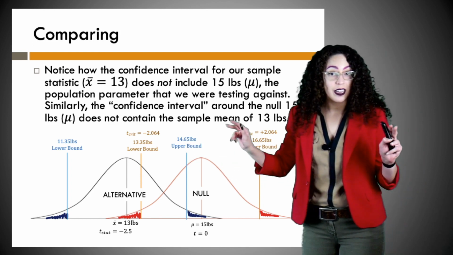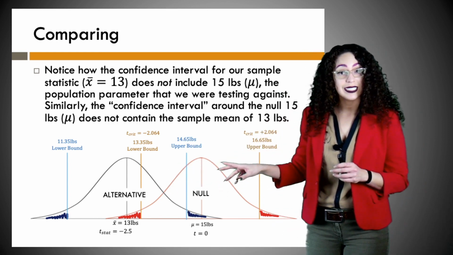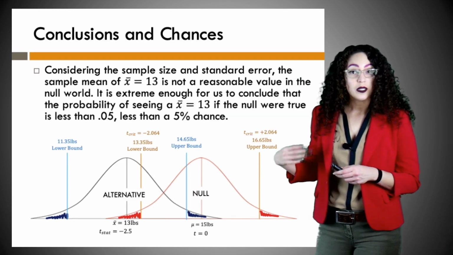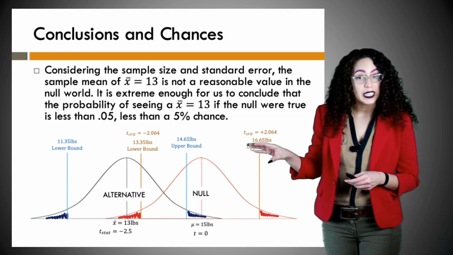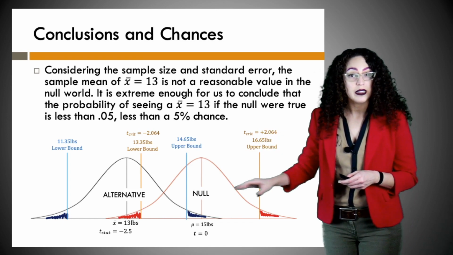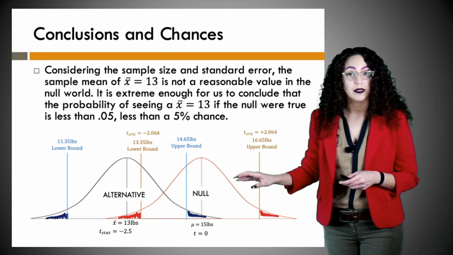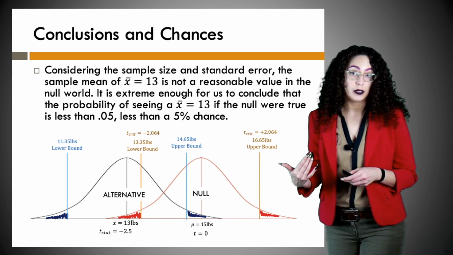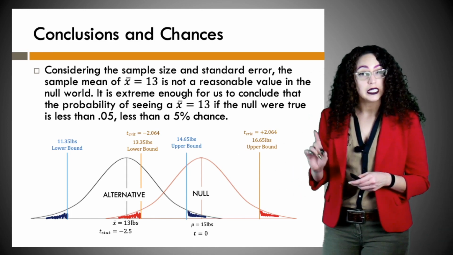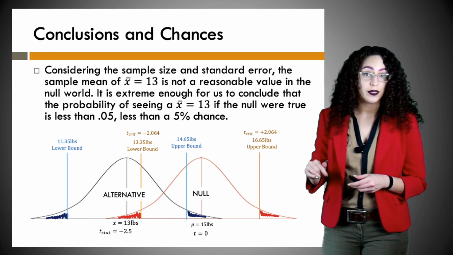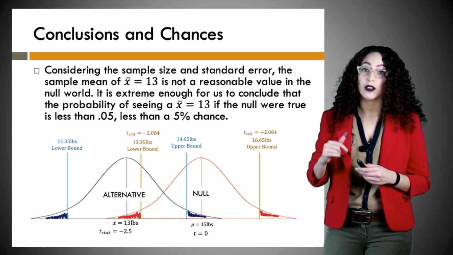Similarly, our confidence interval around our null does not contain 13. So considering the sample size and the standard error, the sample mean of 13 is not a reasonable value in this null world in our example. It is extreme enough for us to conclude that the probability of seeing a sample mean of 13, if the null were true, is less than 0.05. So we reject the null hypothesis.